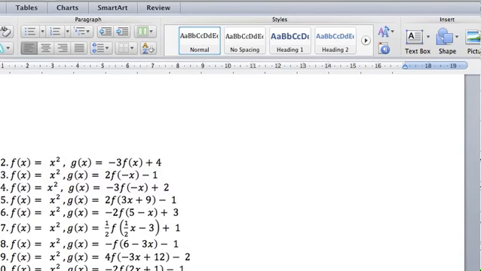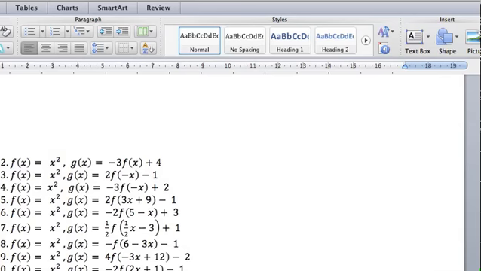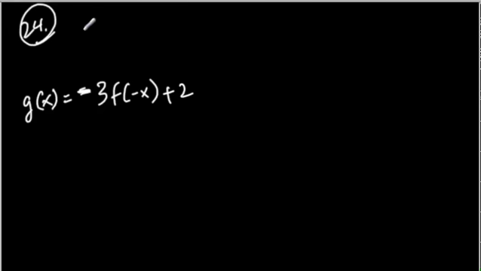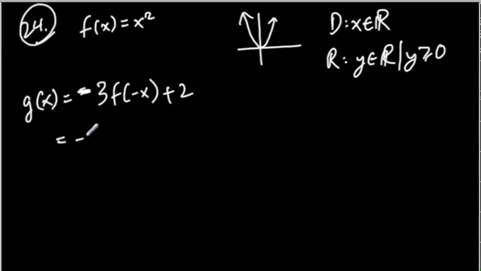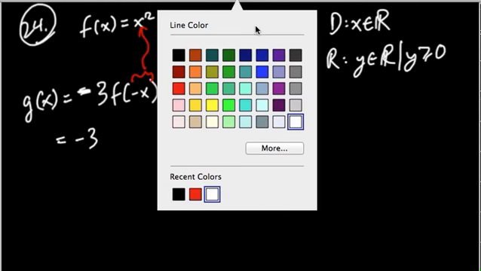-3 f of -x plus 2. Is it plus 2? Plus 2. So f of x is equal to x squared. The domain is x is an element of reals. The range is y is an element of reals, y is greater than or equal to 0. So if we plug this in, it's -3. Remember, we're taking the argument here and substituting it for x.